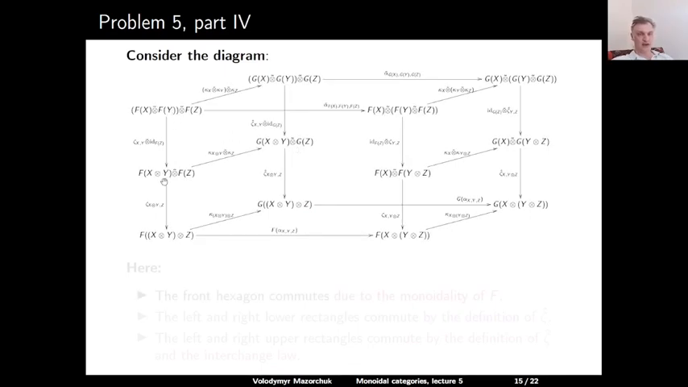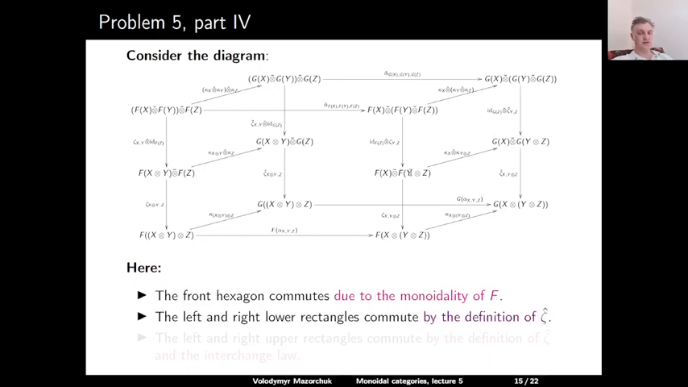So we have again the hexagonal axiom for F. We write a similar axiom for G. So here it's a back triangle. And then we connect them using kappa. And similarly to before, the front hexagon commutes because F is a monoidal functor. So this is just the monoidality of F.